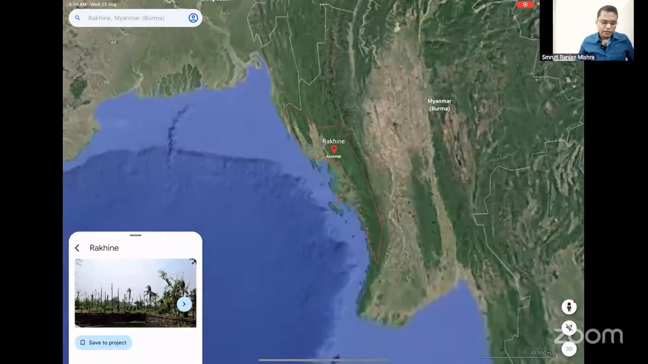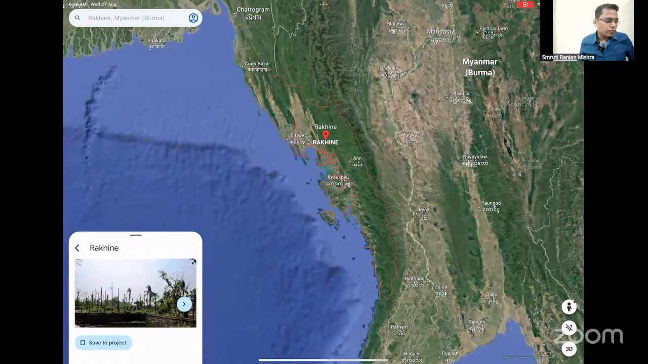You can see here, this is Rakhine State. Here, mostly those who are residing are called Rohingyas. They are opposing the military government, so that is what led to the government pushing them out.